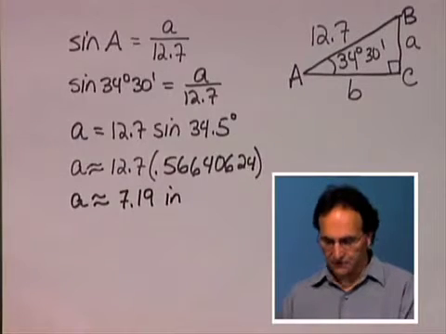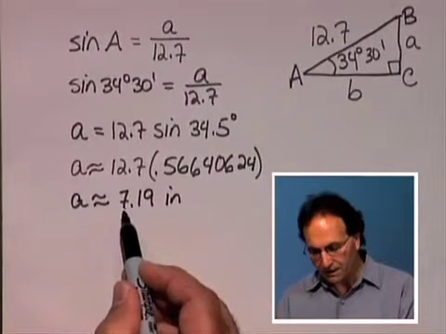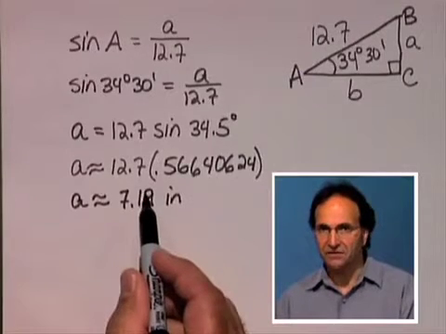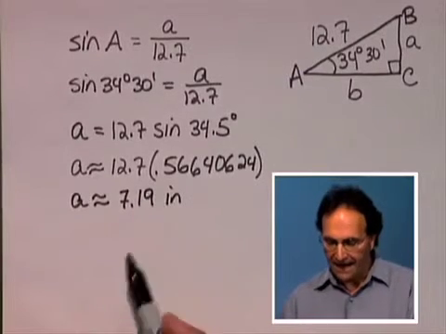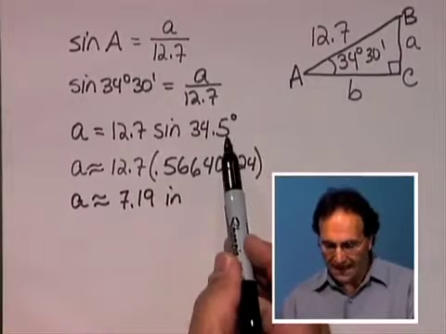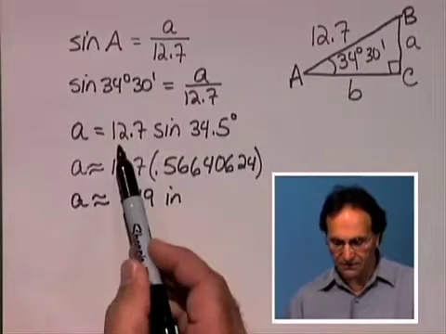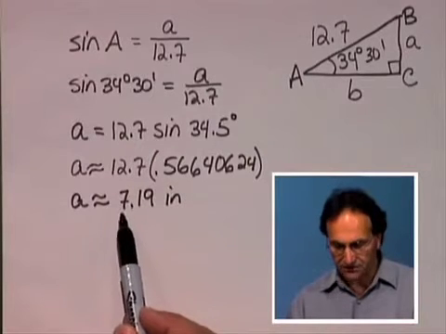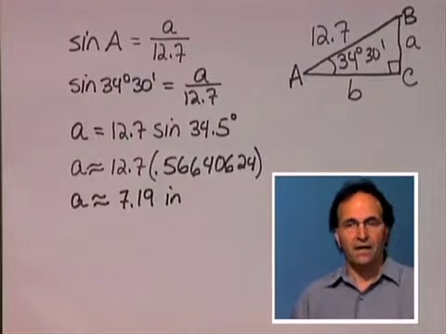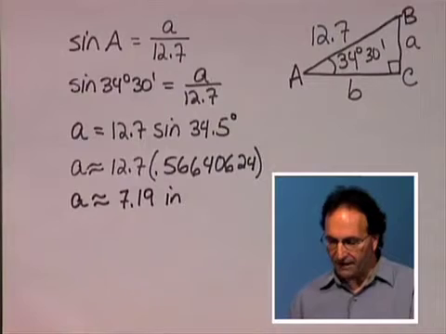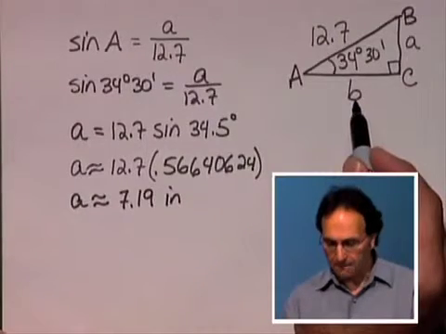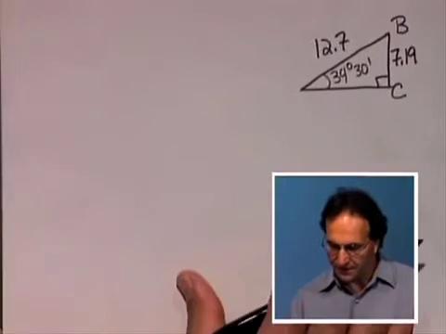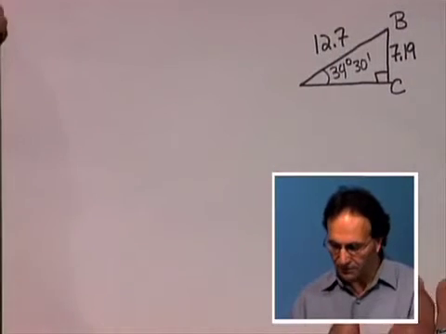Now, the reason that we rounded off to 7.19 is that that's 3 significant digits, and we're looking at an angle with 3 significant digits as well as the side, which has 3 significant digits, so our answer will too. Let's look at now finding side B, and let me bring this clean sheet in so that we have enough room to do that.